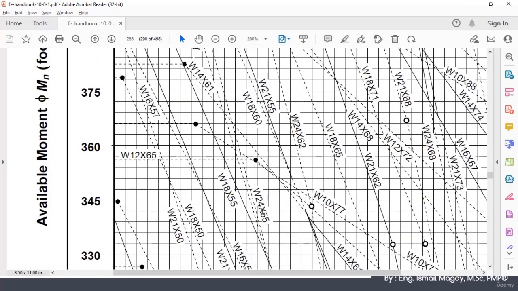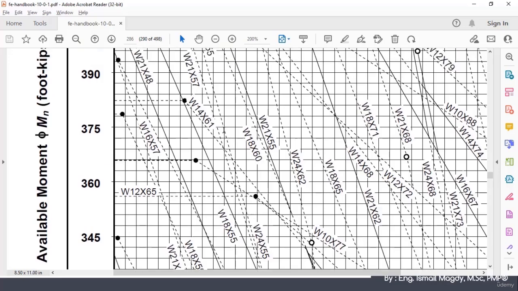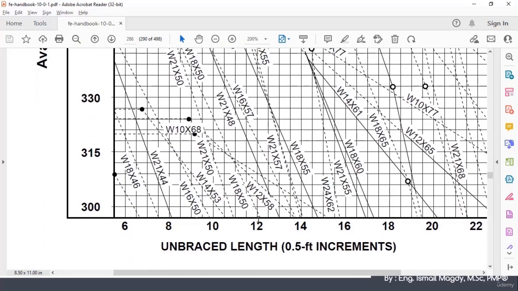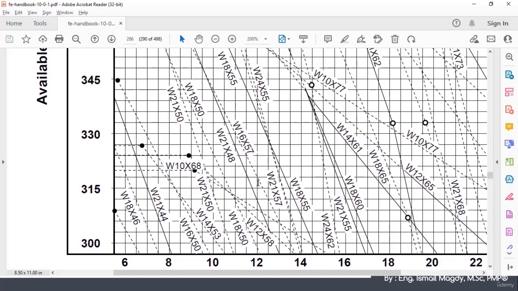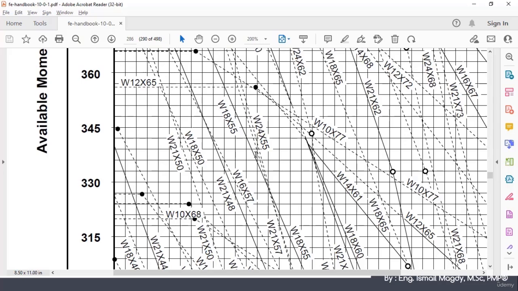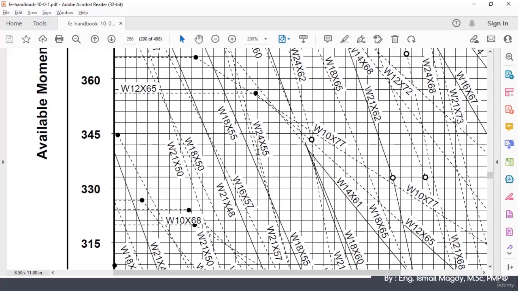This is the W24x55. So here it is, but we are at 12 feet because this is the unbraced length. So it is here. So we are going to follow this line here till we hit the W24x55, which is here at this point. Here, this is between the 330 and the 345. So each spacing is 3.